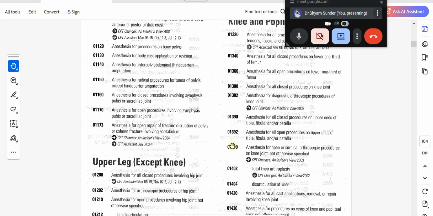So look at this code, 01402. Sir, what is closed and open? Can you please repeat one more time? Yeah. Closed means you are not putting a knife. That is closed. There are certain procedures. Sometimes anesthesia is required.